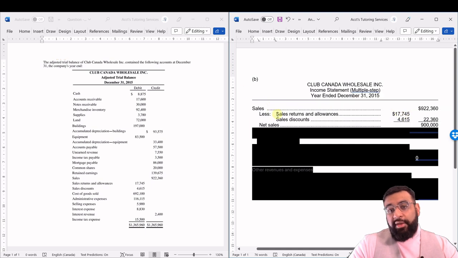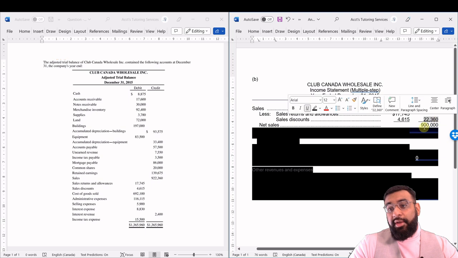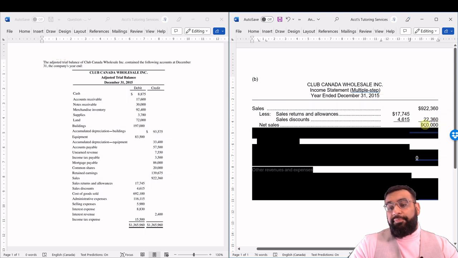So we're going to subtract sales returns and allowances, less sales discounts. Since we're going to add these two contra accounts together, we're going to do 17,745 plus 4,615, underline, gives us 22,360. Then we're going to take sales subtracted by the total of the contra accounts to get 900,000.